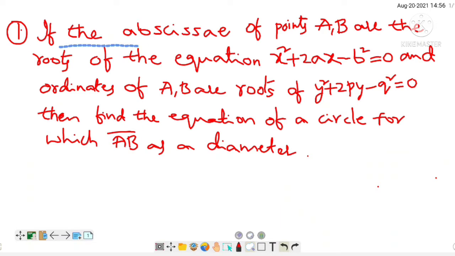If the abscissa of points A, B are the roots of the equation x square plus 2ax minus b square is equal to 0, and ordinates of A, B are roots of y square plus 2py minus q square is equal to 0, then find the equation of a circle for which AB is a diameter.